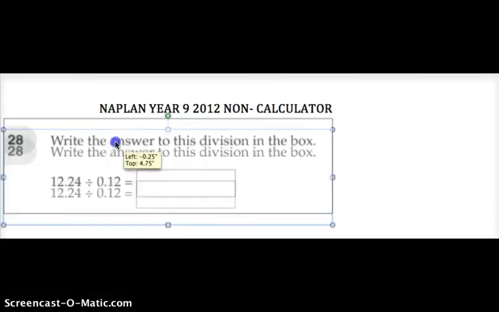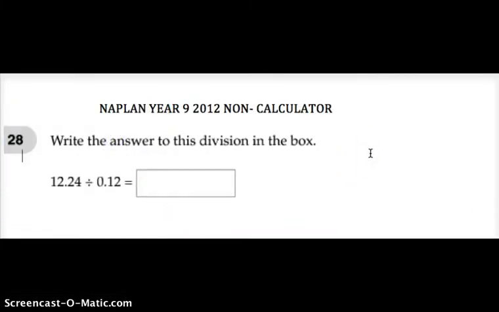Now for question 28 of the 2012 non-calculator paper. And the question is, write the answer to this division in the box.